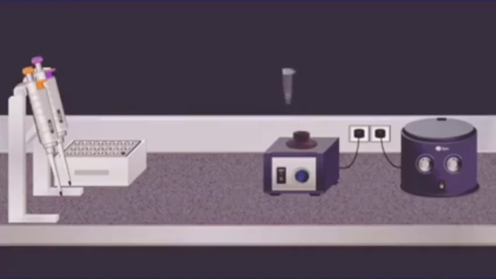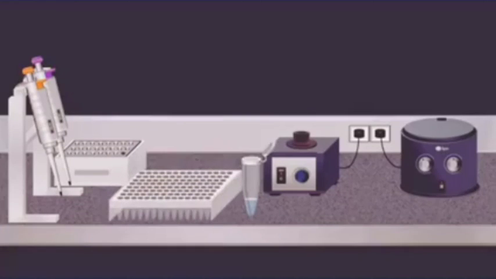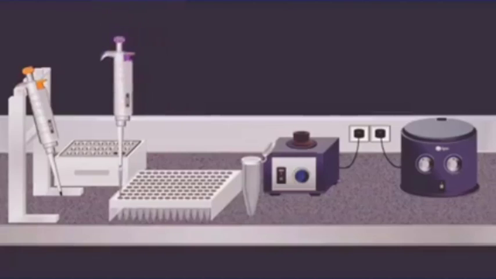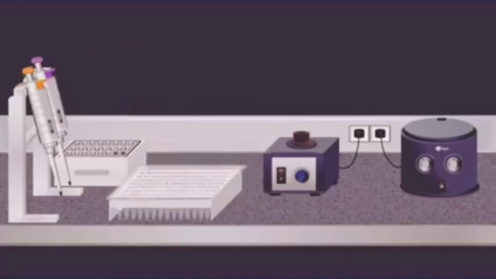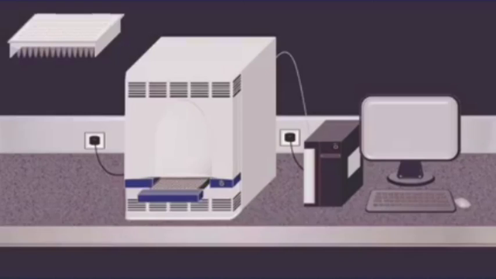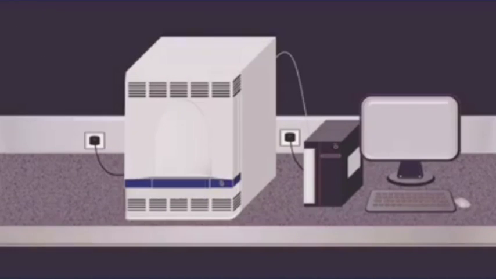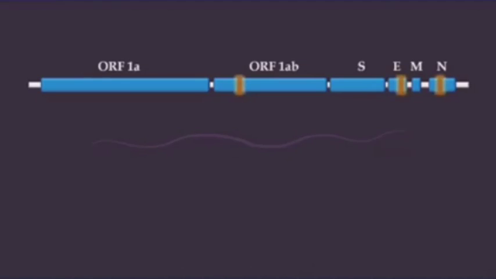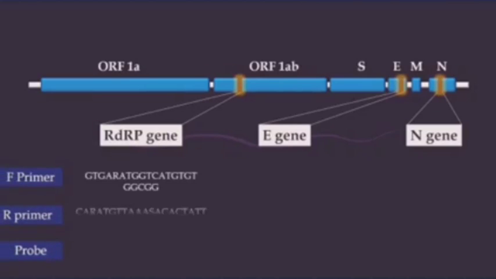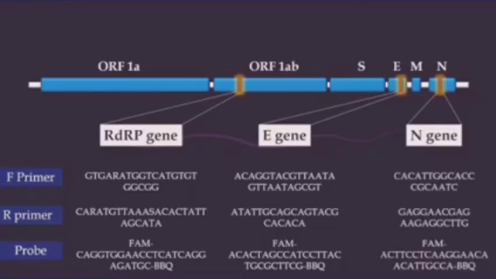Then the reaction mixture is loaded into a PCR plate, which generally contains 96 wells, allowing the analysis of several samples at the same time. Next, the plate is placed in a PCR machine, which is essentially a thermal cycler. Real-time RT-PCR is used for the detection of the new coronavirus 2019 by the amplification of target sequences in the RdRp gene, the E gene and the N gene. The choice of the target gene depends on the primers and the probe sequences.